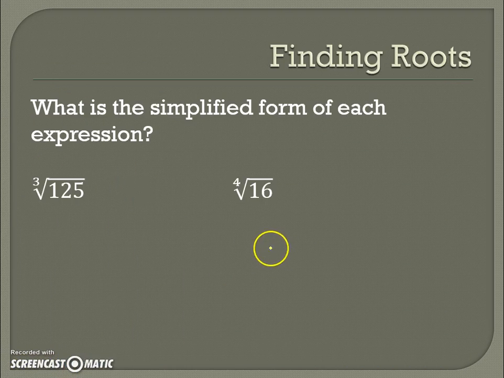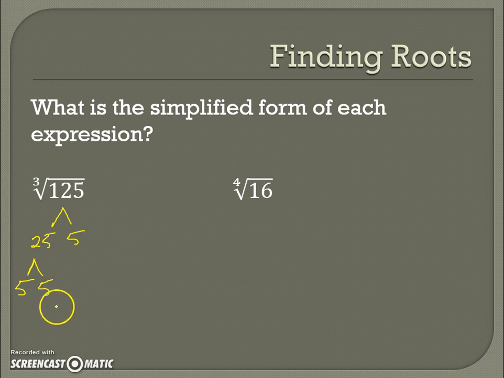Okay, so what is the simplified form of each expression? There's a few ways to do this. First way and quickest way is to put it in your calculator. I'm not going to go over that on here, but if you would like to know how to put it in your calculator, just make sure you ask me while we're in class. Another way to do this is to find the prime factorization of this. The prime factorization is where you do that factor tree.